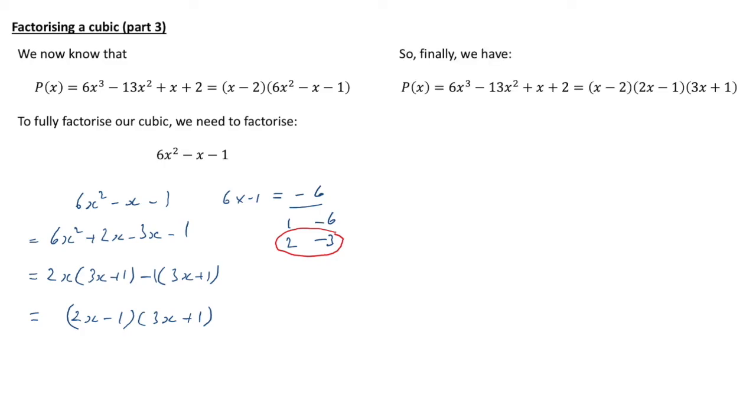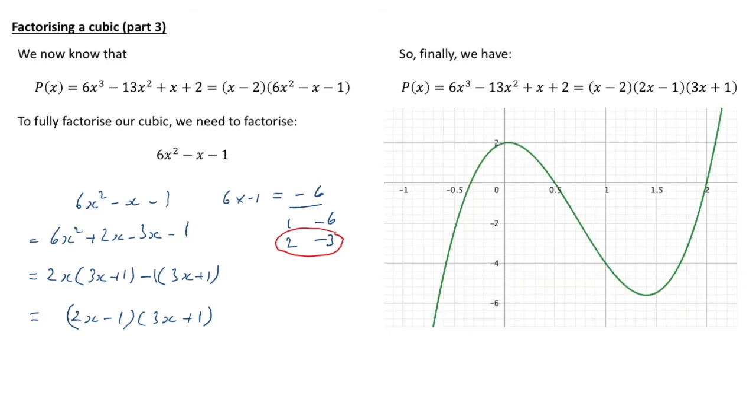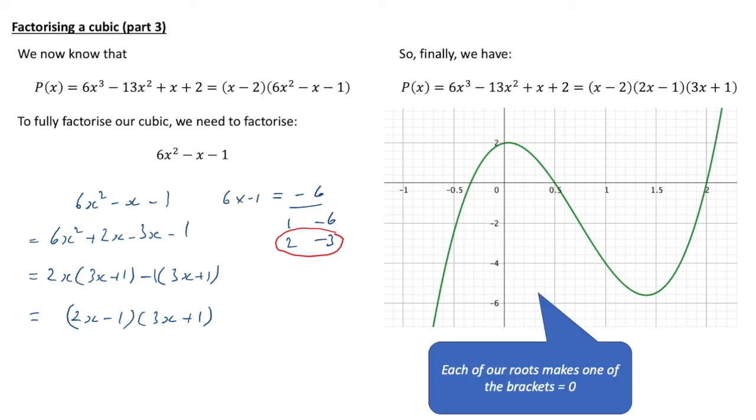We know now that p of x, which was 6x cubed minus 13x squared plus x plus 2, is equal to x minus 2 times 2x minus 1 times 3x plus 1. Now if we look at a sketch of that, we can see that it's crossing the axis at 2, at 0.5 and at about a minus a third, and in fact these are the numbers. Each of those makes one of our brackets equal to 0.